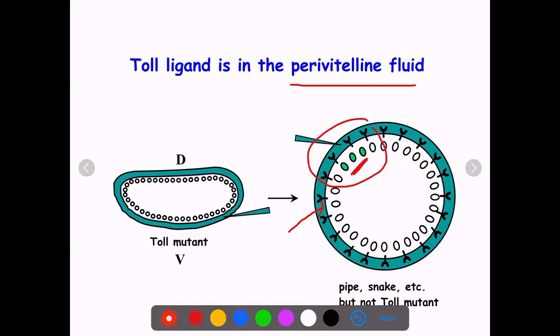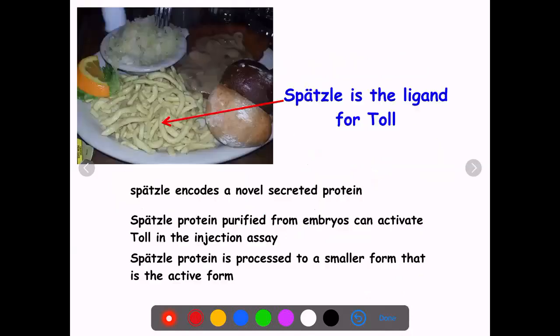So you can inject anywhere. But if you inject into this area, then it's not really surprising, is it? So that's why scientists choose a different area and then show to demonstrate the function of this ligand. Okay, so from that way, they found Spätzle.